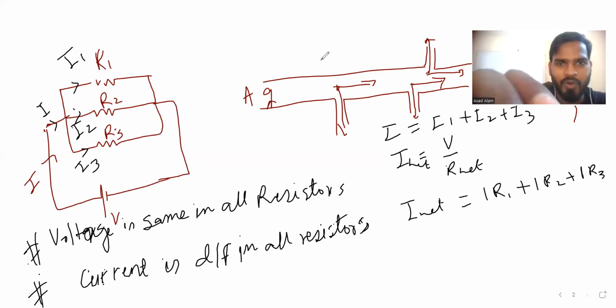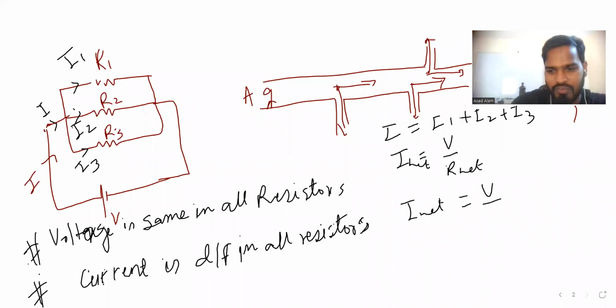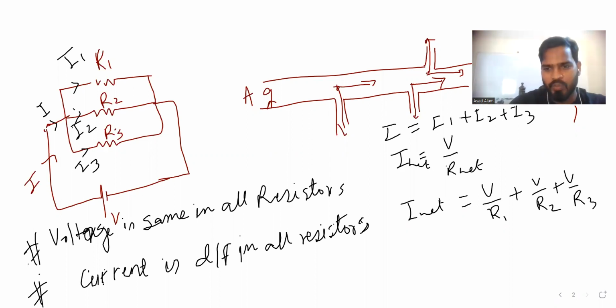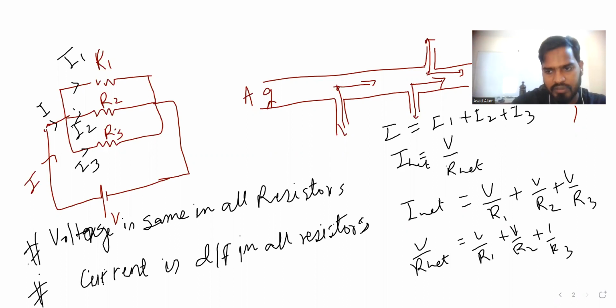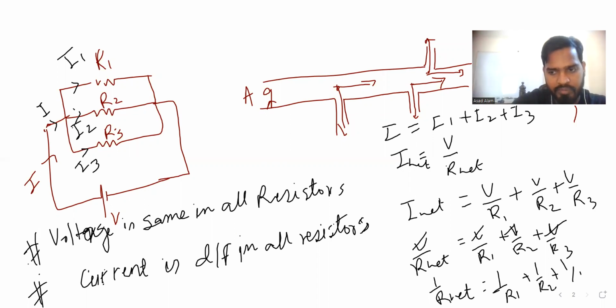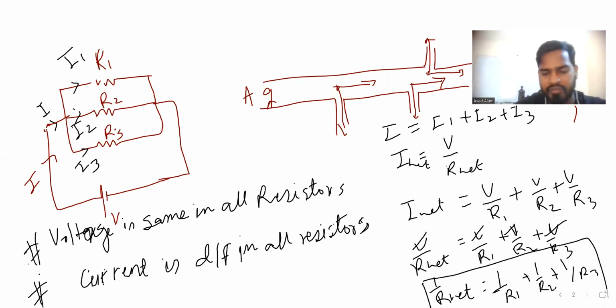No, I is equal to what? V by R1, right? I1 is what? V by R1 plus what? V by R2 plus V by R3, right? So we can say V by R net is equal to V by R1 plus V by R2 plus what? V by R3. So V cancels out. So 1 by R net is equal to 1 by R1 plus 1 by R2 plus what? 1 by R3.